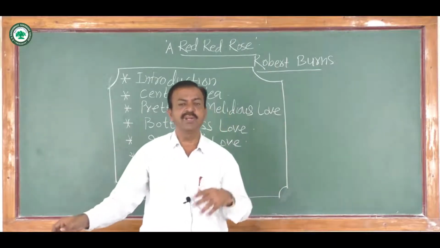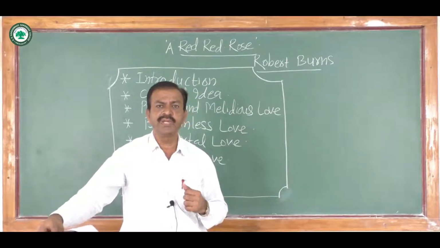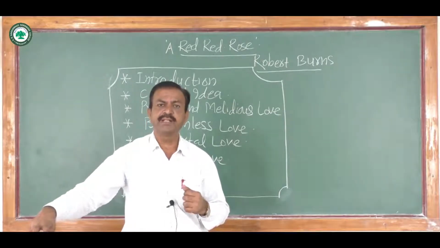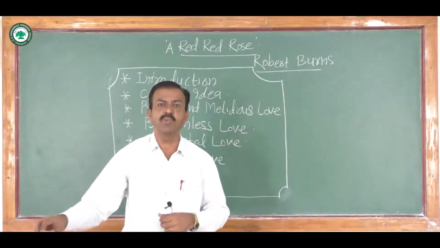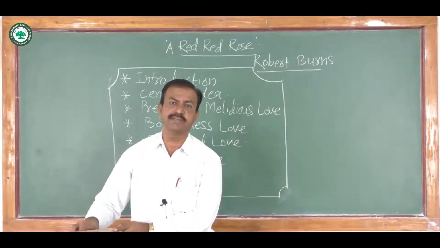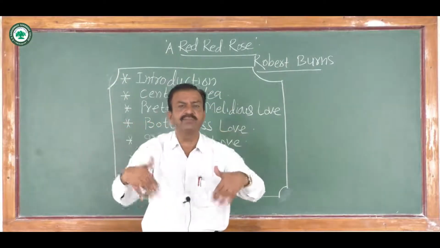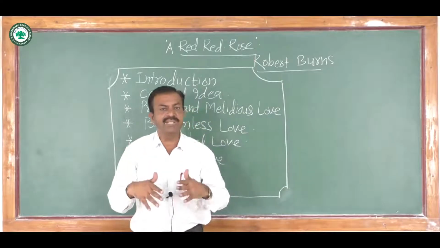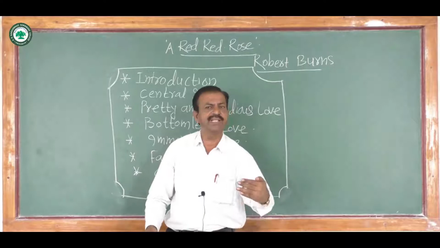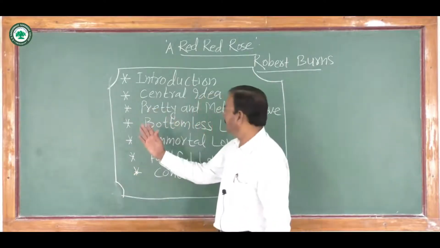G-A-N-G. Gang means go. So in this stanza, the poet or the speaker is going to say that his love is not a shallow one. His bottomless love is described, the fathom of the love is described. How it is deeply rooted is described. And here the second stanza of the poem ends.